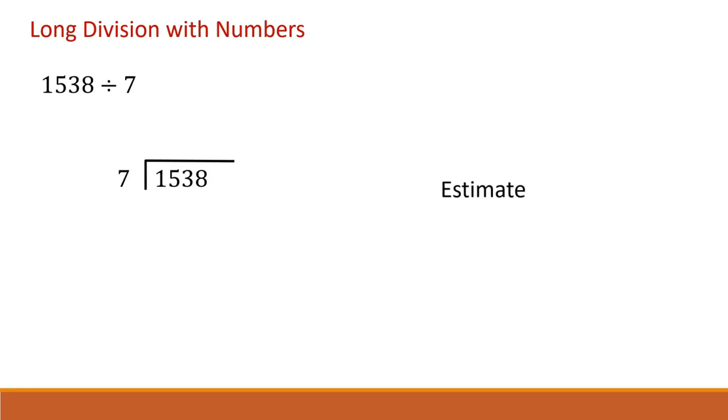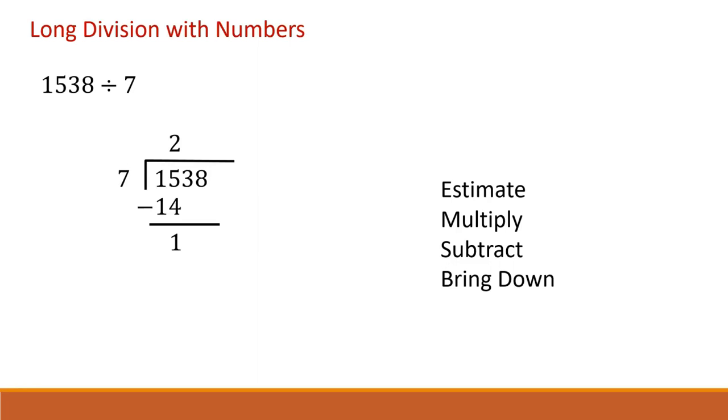Our first step is to make an estimate. So we're going to look at the 15 and the 7. And usually we ask ourselves, how many times does 7 go into 15? Well, it's about twice. And then our second step is to multiply. 2 times 7 is 14. Our third step is to subtract. 15 minus 14 is 1. And then our fourth step is to bring down the next digit, which is the 3.